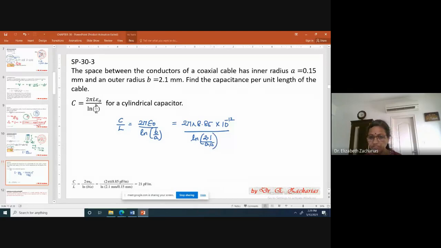Take out your calculator. Please remember there are two logarithms. LOG is log base 10 and LN is the natural logarithm. The other one is log base 10. Not this one, we want this one. So use this and then finish the problem. You will get 21 picofarad per meter.